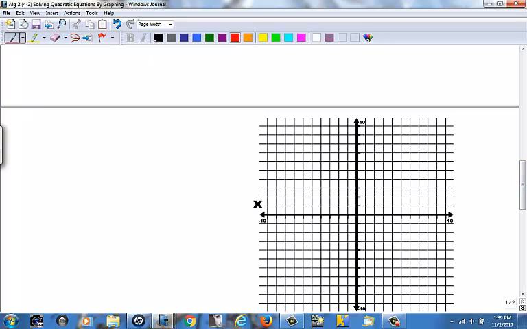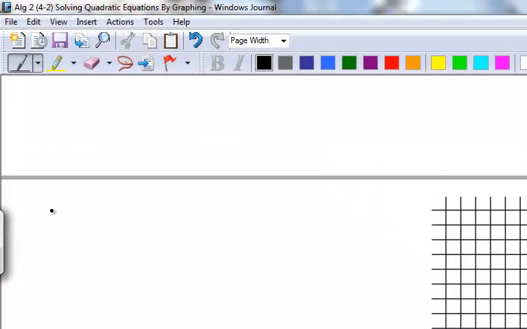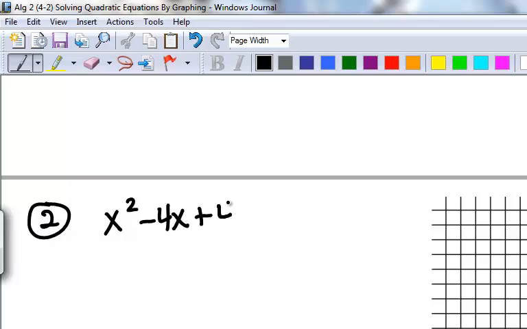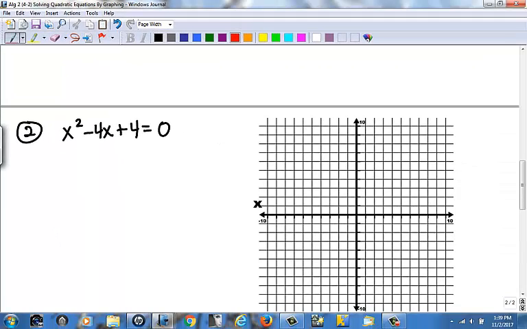Let's say on number 2, still we're solving by graphing. So x squared minus 4x plus 4 equals 0. Okay, and if we were going to graph it, we would change that to a y. First, the y-intercept will be 4, so plot that point.